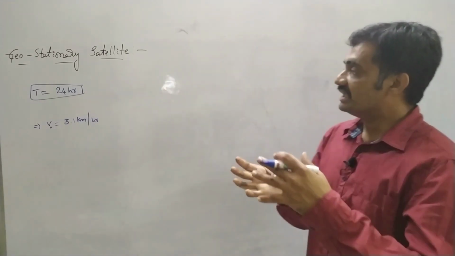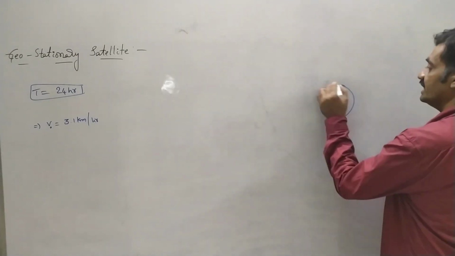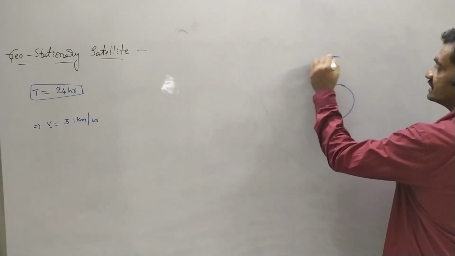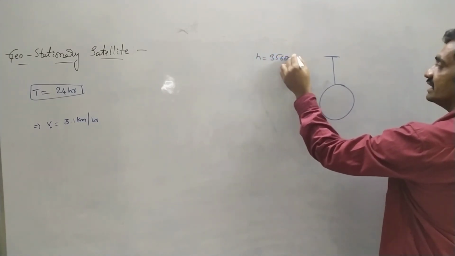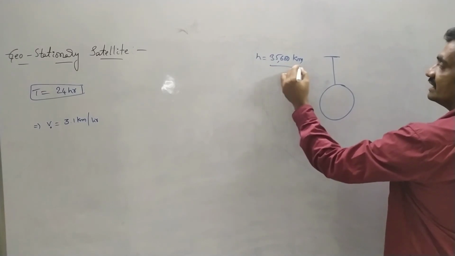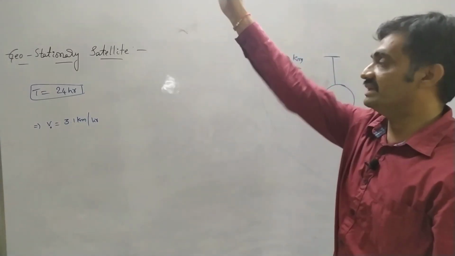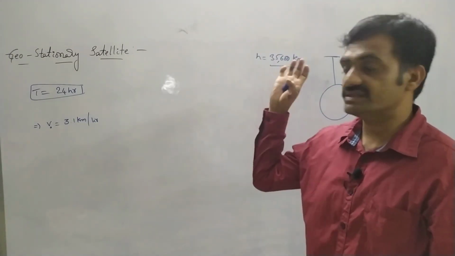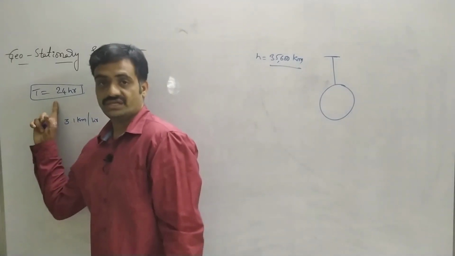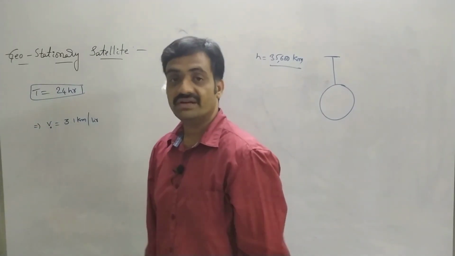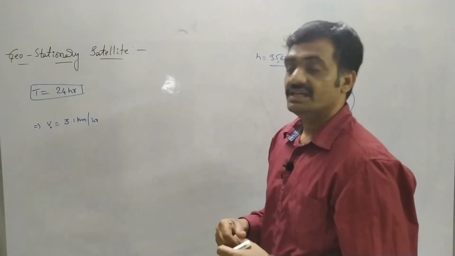And in order to appear stationary, the satellite has to be placed at a height h from the surface of the earth, where h is 35,600 kilometers. At this location, if we place the satellite, it appears stationary, whereas the time period of revolution is equal to the time period of rotation of the earth. That's why we also represent it as a geostationary satellite.